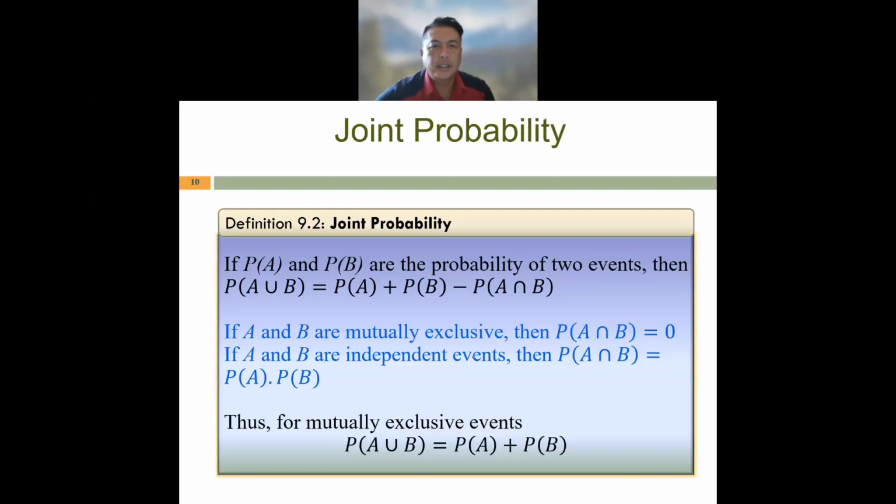Okay, the second definition is the joint probability. So the joint probability of two events A and B can be defined as this, in which we add the probability of A and the probability of B minus that they occur at the same time. So if A and B are mutually exclusive, then this one will be 0 because we are saying that there is no intersection.